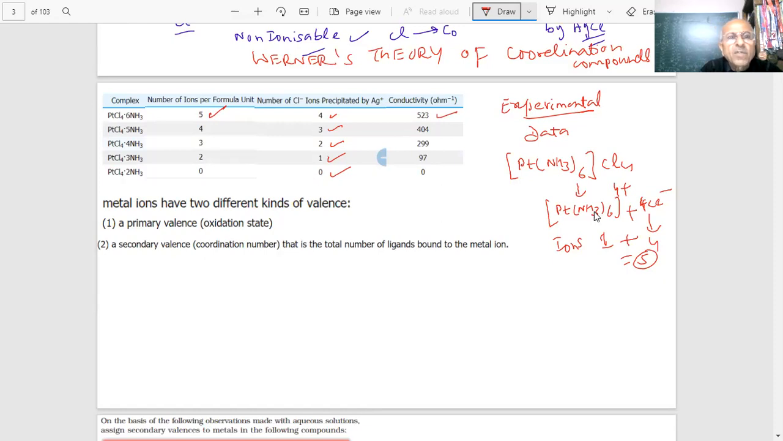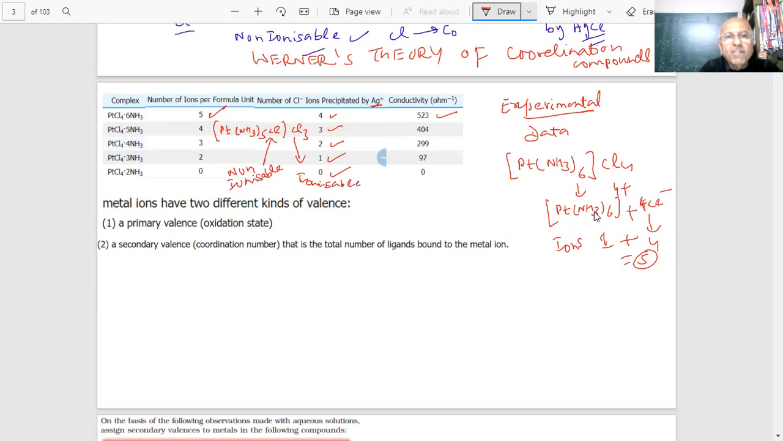So what it is showing, student, is that it will look something like this: platinum, then in this, how many ammonia are there? 5. And there is 1 Cl inside. And then how many are outside? 3. So in this case, only 3 moles of silver will be used to form AgCl. This Cl is different from this Cl. This Cl is bonded to platinum, this is not bonded to platinum. This is ionizable. Tell me, this Cl is non-ionizable. Clear?